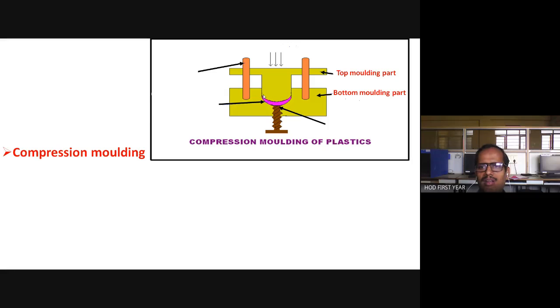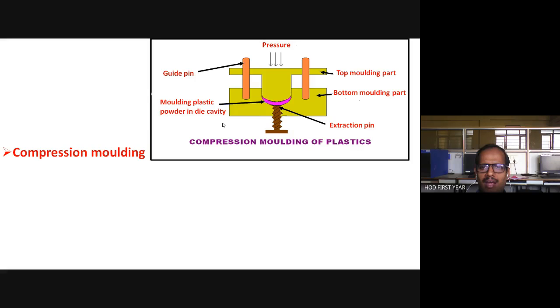Then these are the guide pins. This is another guide pin. With the help of guide pins, these two parts are tightened together to fill up the cavities in the mold. This is the extraction screw or extraction pin. After getting the desired shape, and after curing, the article is taken out by just releasing this extraction pin, and pressure is applied from this direction. Means this bottom part is fixed, the top part is movable.